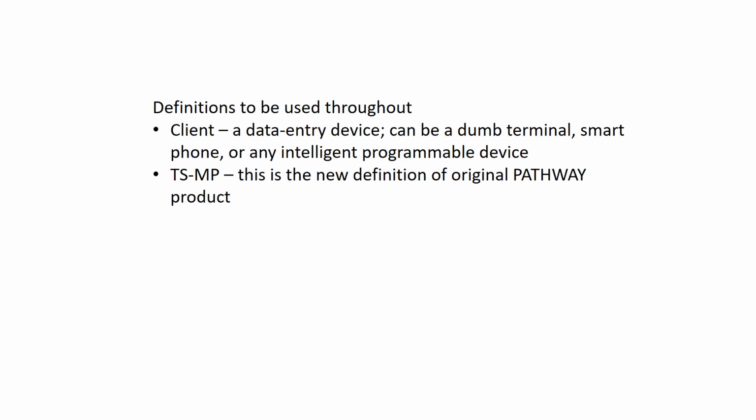Before we get started, just some general terms. If I mention the word client, I'm really talking about anything that's connected to the end of a wire. It could be a dumb terminal, it could be a cell phone, which is not really connected to a wire, obviously, but it could be a cash register, it could be a gas pump. Anything that's programmable is a client in my presentation. When I speak of TSMP, I'm really talking about the original Pathway product that HP came out with. It's just an upgraded name of what Pathway is.